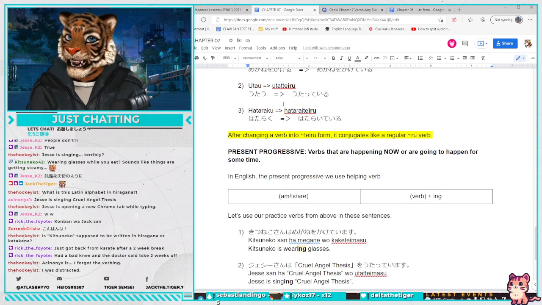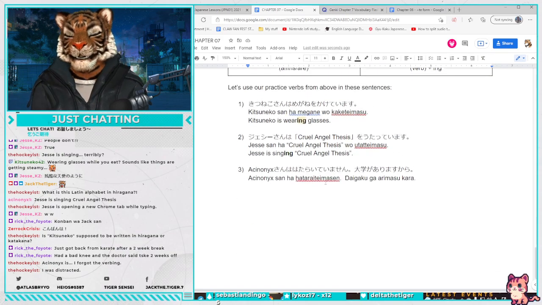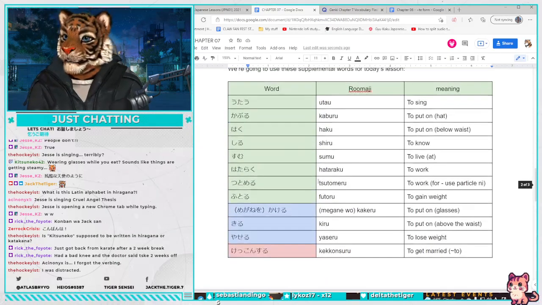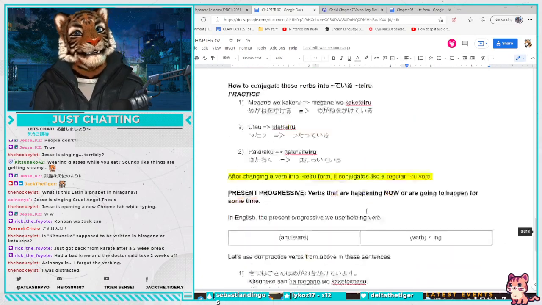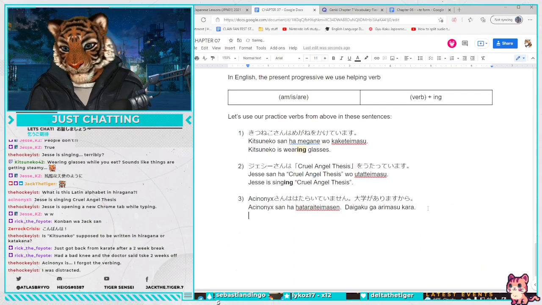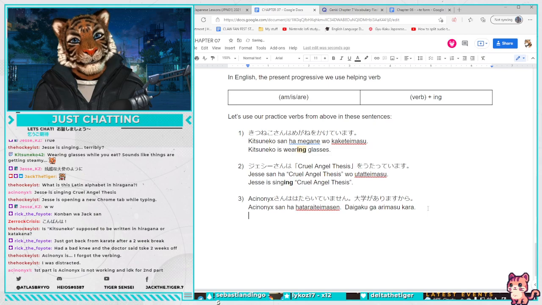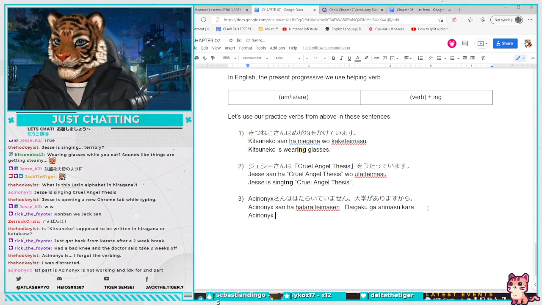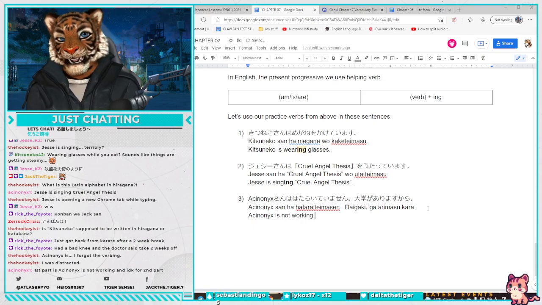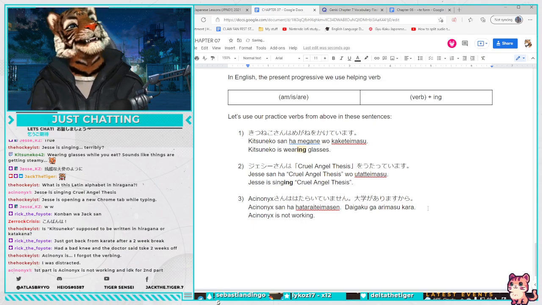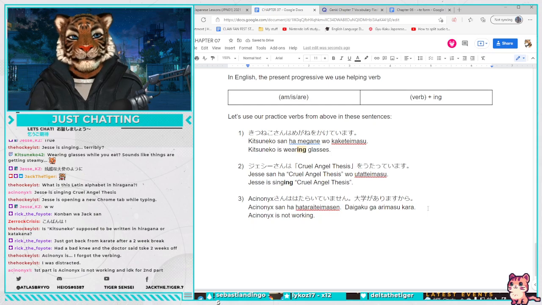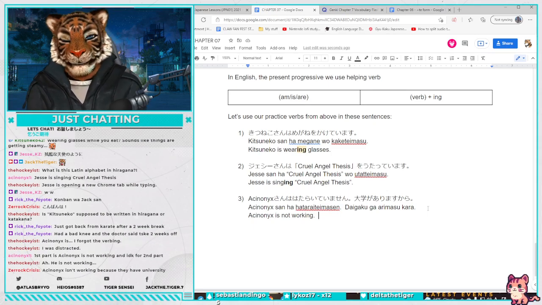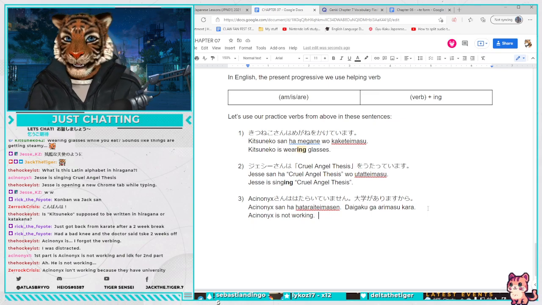We're using hataraku, hataraiteiru, but I put it in the negative this time. So, hataraku means to work. So, what would this sentence mean? Let's see. Asanonic-san is not working. Daigaku ga arimasu kara. Because they have university. So, if I were to do this literally, it's kind of weird.